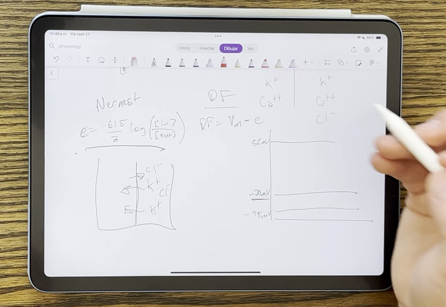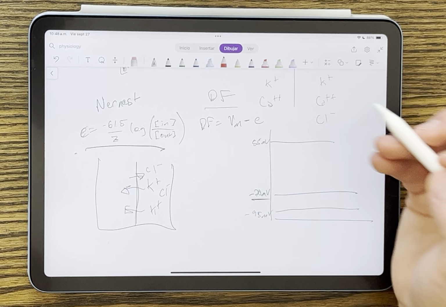So Nernst only works perfectly in experiment. If this is our normal cell, we have our negative 70 millivolts. If we did the Nernst equation for just potassium, we should get something around negative 95 millivolts. If we do the same thing for sodium, we should get somewhere around 55 millivolts. Those are very different. But what the Nernst equation does help us understand is driving force.